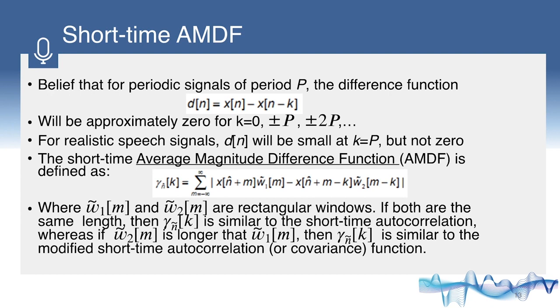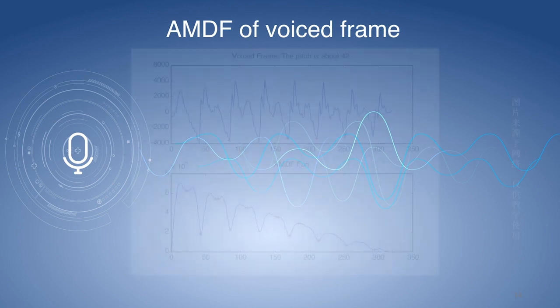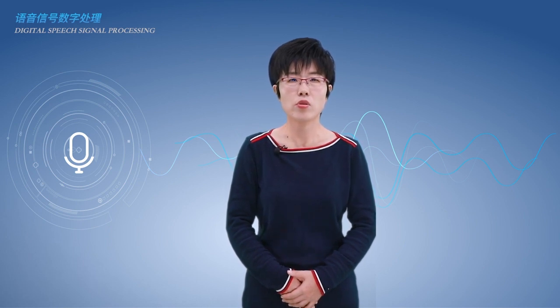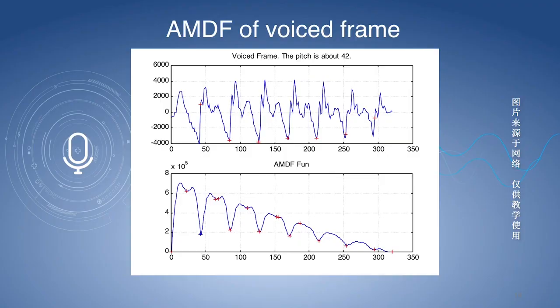If both windows are the same length, then AMDF is similar to the short-time autocorrelation, whereas if W2 is longer than W1, then AMDF is similar to the modified short-time autocorrelation or covariance function. Here is the AMDF function of one voiced frame. The pitch period is about 42 samples. The valley point of the pitch period is sharper than the peak point, and the estimation accuracy is higher. The calculation of the short-time AMDF does not require multiplication, and the calculation amount is small. AMDF is sensitive to rapid changes in speech signals.